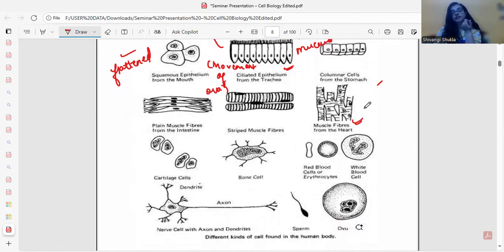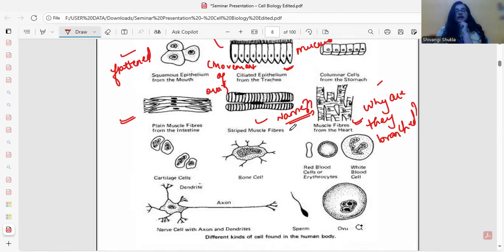And why are they branched? If you know the answer, please comment down the answer in the comment section below. Then there are muscle fibers from the intestines, the striped muscle fibers. Where do we see it? Striped muscle fibers. We have a specific name for it. What that name is, what this type of muscle is, just identify and let me know down.